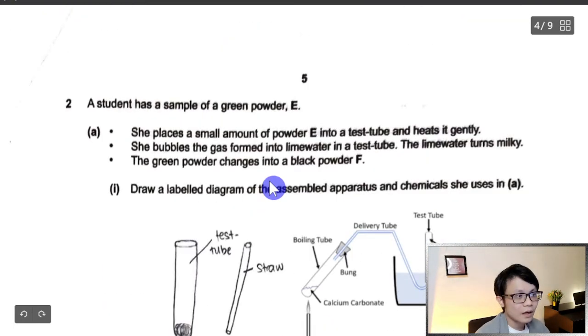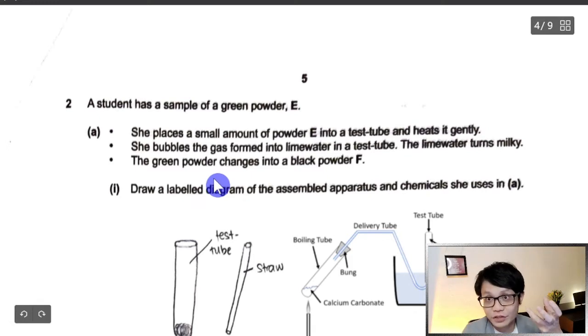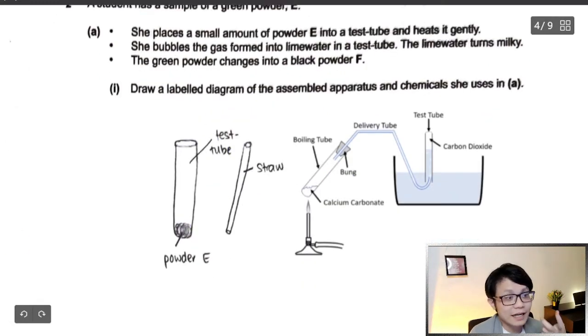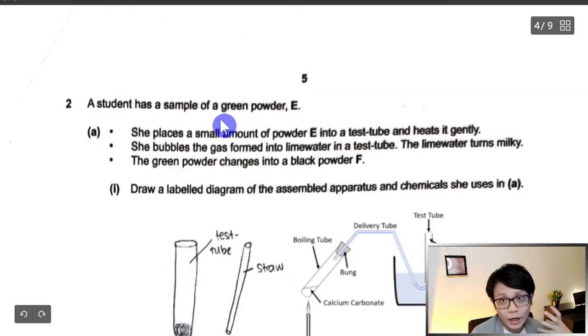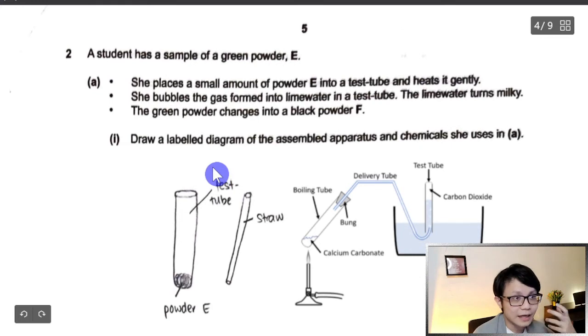Okay. Basically we need to imagine what the question is asking. Wow, seriously, I really feel this question is not easy. Seriously, it's not easy, because we need to imagine what the person is doing. Okay, let us read the question again. She placed a small amount of powder E into a test tube and heats it. Okay, you heat it. I don't know what powder, but it must be something.